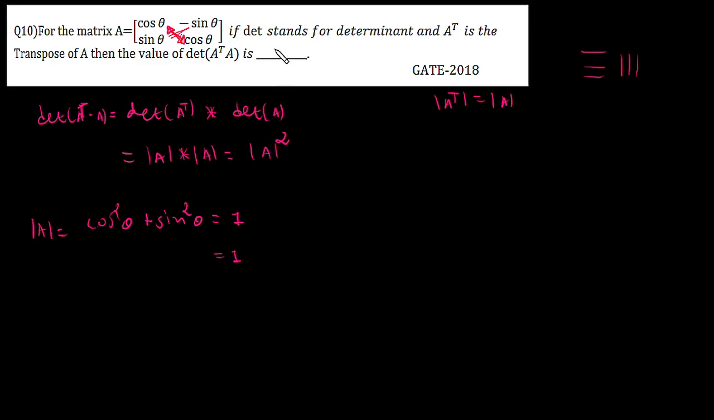So simply we put 1 in this blank, which is the determinant of this matrix after the multiplication of A transpose and A, which has a value of 1. And that's it, we are done.